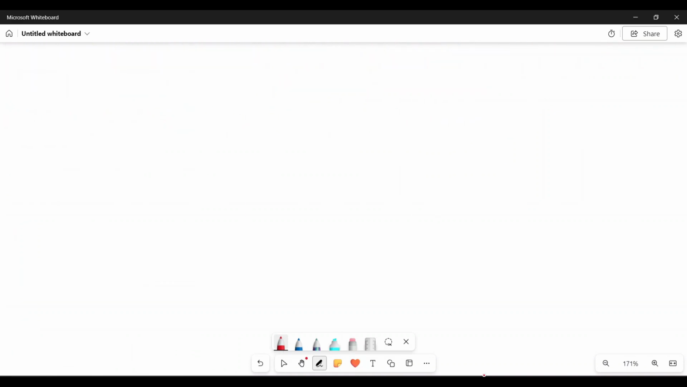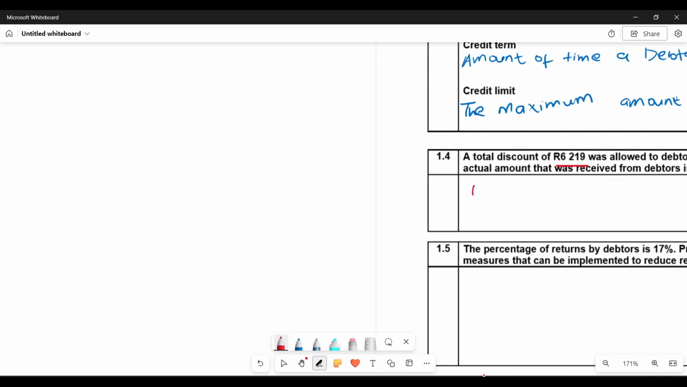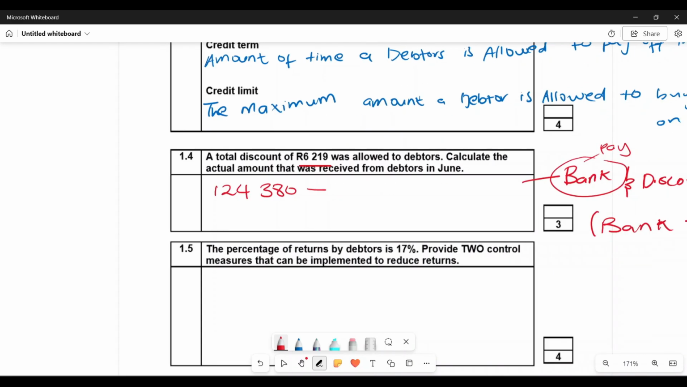So 124,380. And I'm going to subtract the total discounts we gave to our debtors, which is 6,219. And my new bank and discount allowed balance should be equal to 118,161. This would represent the actual amount we received from our debtors, right? And this is your new bank and discount allowed. So always on your bank and discount allowed line item, you try to always subtract the discount that you give to your customers, right?